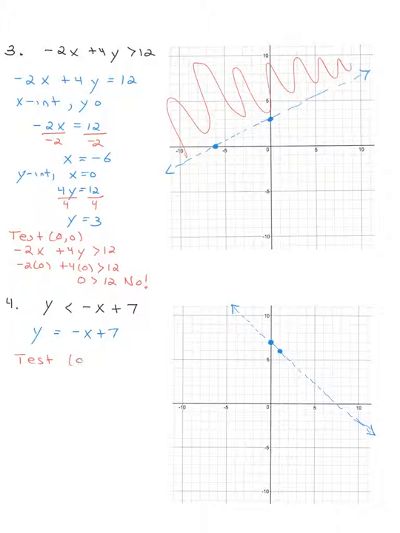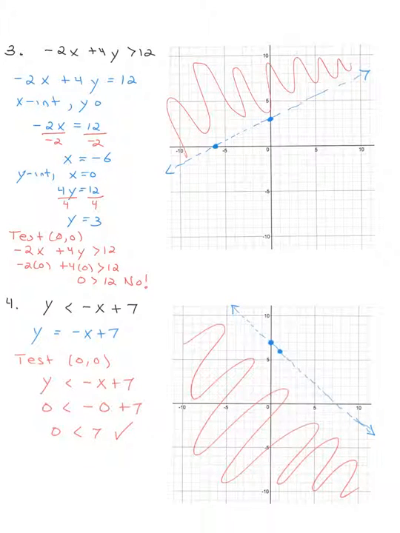Test (0, 0). That means I take y is less than negative x plus 7. 0 goes in place of y. It also goes in place of x. Is 0 less than 7 true? And of course the answer is yes. That means I want to shade below the line. So this is the region that makes the inequality true.